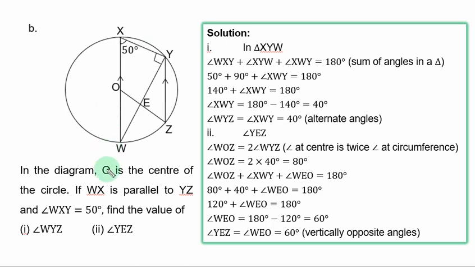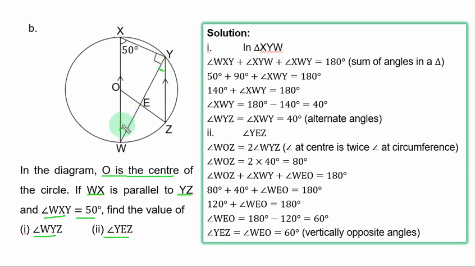9b, in the diagram, O is the center of the circle. If WS is parallel to YZ and angle WSY is 50 degrees, find the value of angle WYZ. Now we need angle YWS, that is this angle. So because SW and YZ are parallel, once you get this angle, it is equal to this angle.